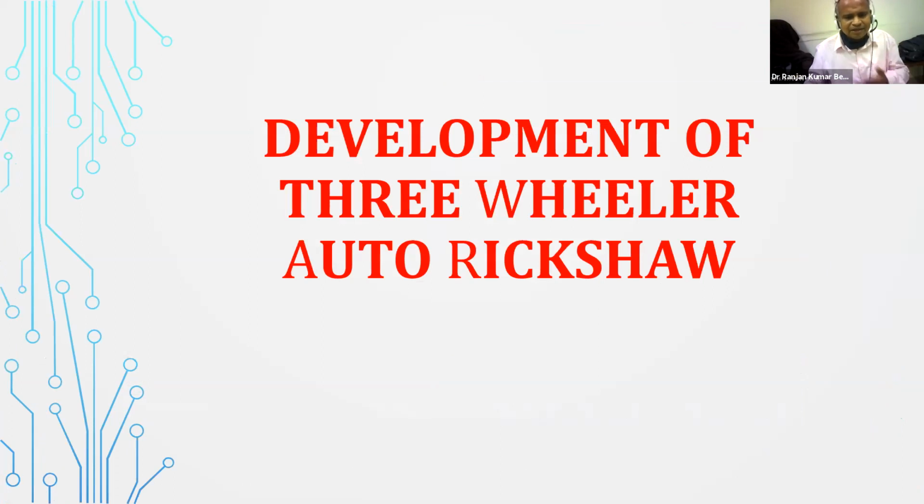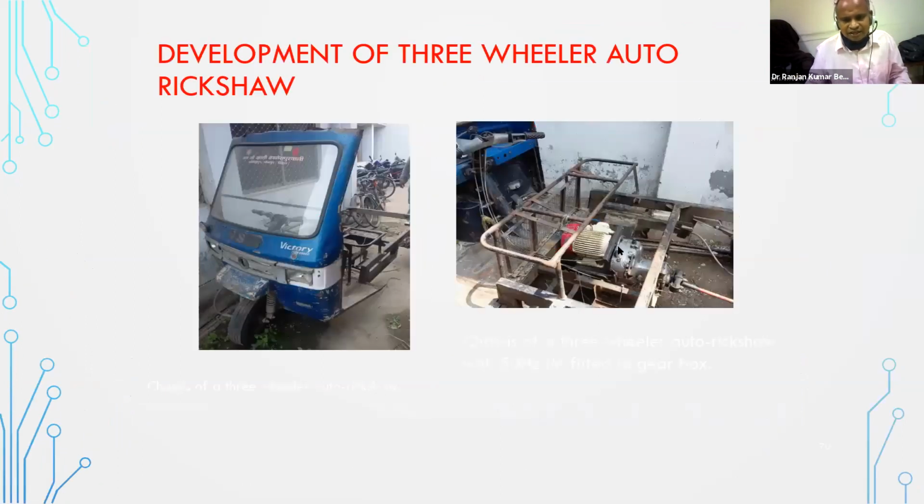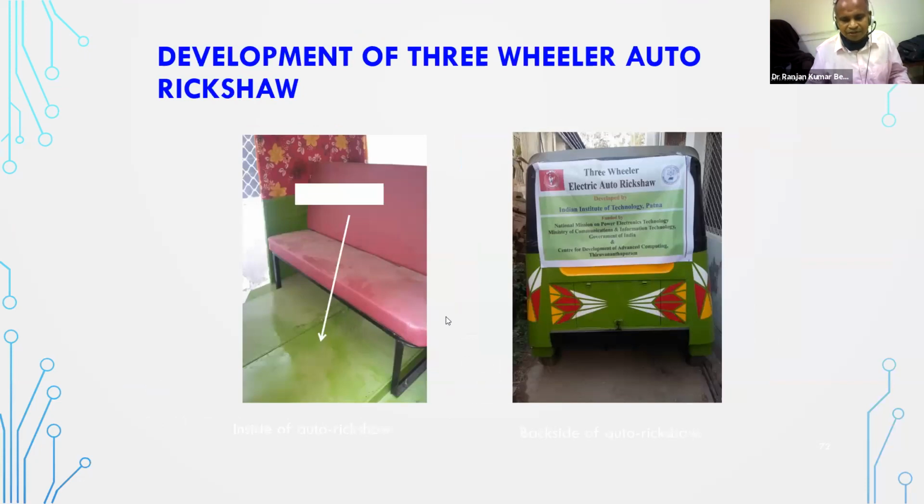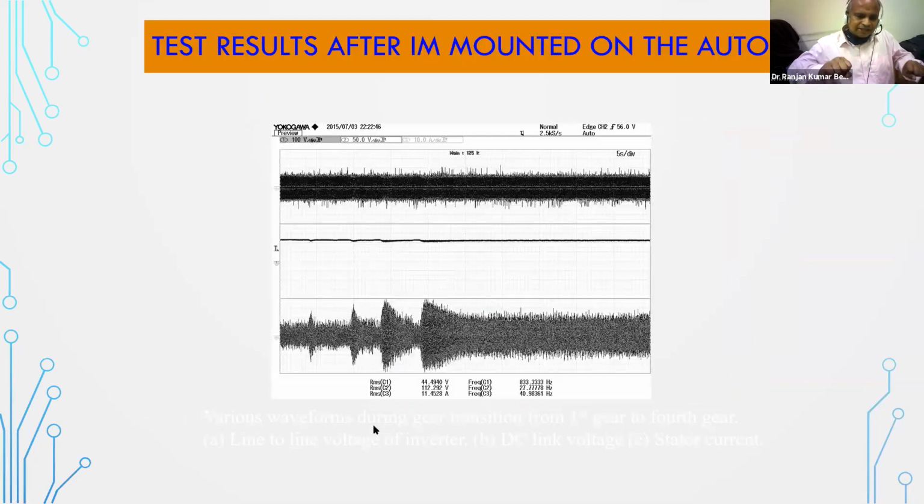And by using this three-phase induction motor, we developed many three-wheelers also in our lab, sponsored by the National Mission for Power Electronics, Ministry of DT. And we developed this three-wheeler by using the developed induction motor. In the railway, you can see that when you change the gear, there is a change according to first gear, second gear, third gear, fourth gear.